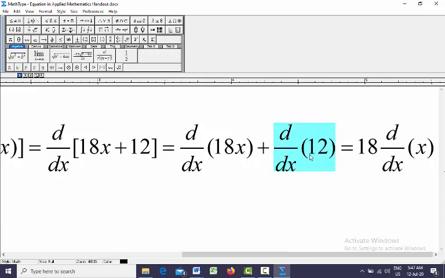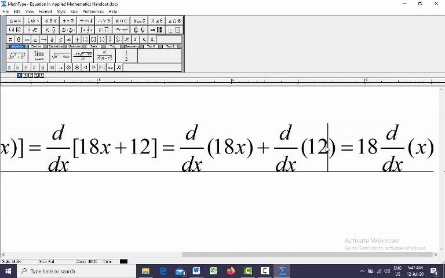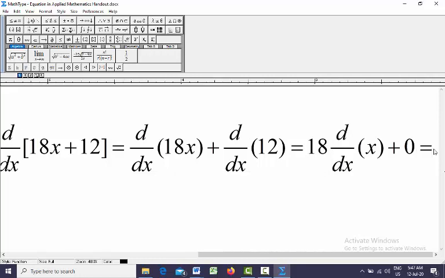If you want to do differentiation of 12 with respect to x, as I said before, since there is no x here in front of this d by dx, where x is the variable, we do not have any x here. So the answer is 0. Right.